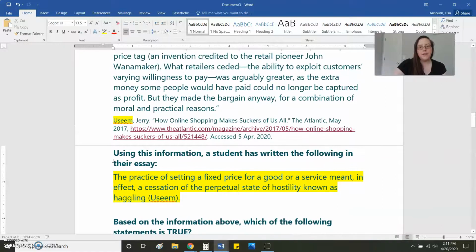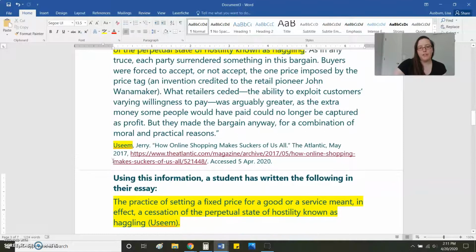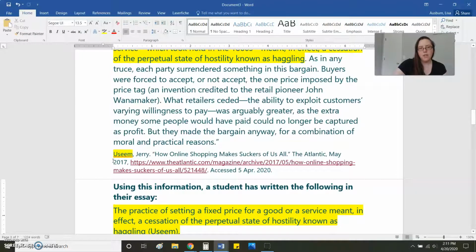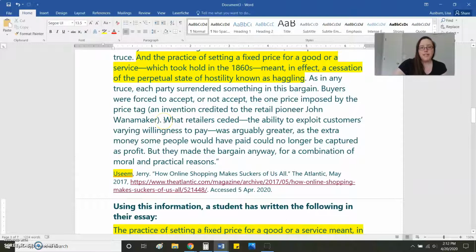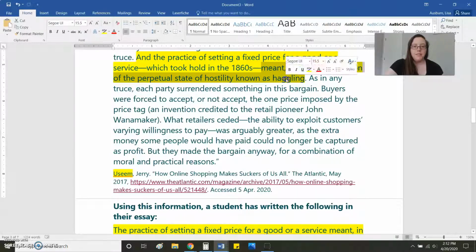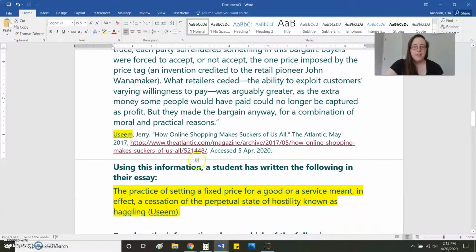So now we have to figure out, is this paraphrased correctly or is it plagiarized? We can say the majority of the words the author is using are used in the student's sentence. We see this phrase, meant in effect a cessation of the perpetual state of hostility known as haggling.